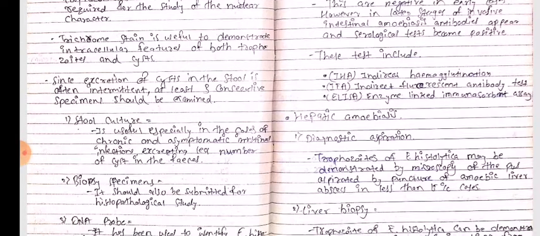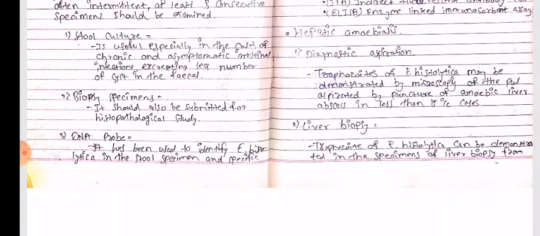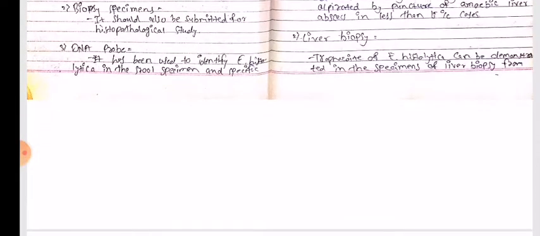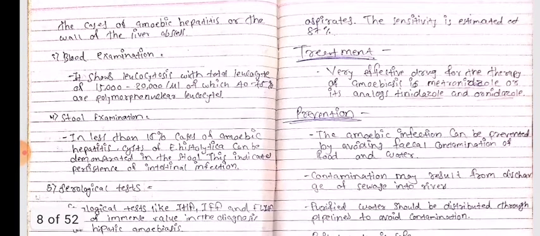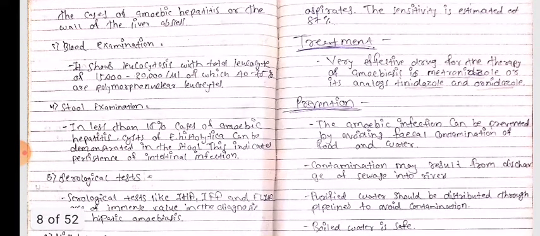Hepatic amoebiasis. Diagnostic aspiration. Trophozoites of Entamoeba histolytica may be demonstrated by microscopy of the pus aspirated by puncture of amoebic liver abscess in less than 15% of cases. Liver biopsy. Trophozoites of Entamoeba histolytica can be demonstrated in the specimens of liver biopsy from the cases of amoebic hepatitis or the walls of liver abscess.